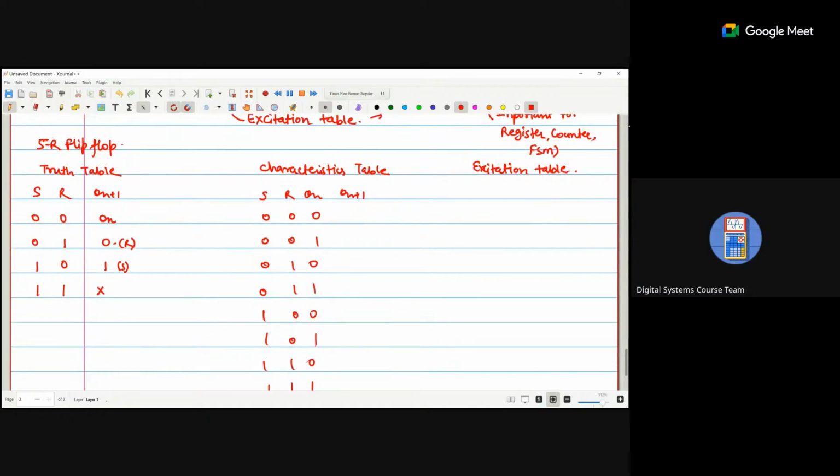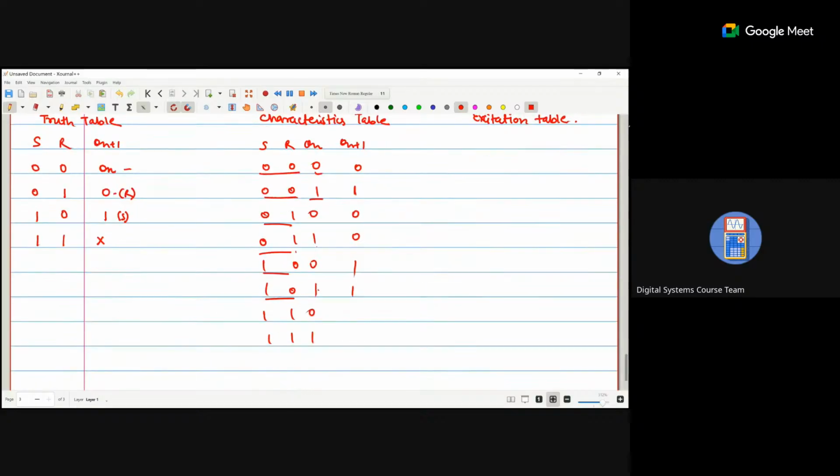Okay, so when S and R is 0 0, Qn plus 1 is Qn. So if Qn is 0, we are getting 0. If Qn is 1, we are getting 1. Okay, when S and R is 0 1, Qn is anything, output will be 0. When it is 1 0, not dependent on this one. And when it is 1 1, we are taking it as an invalid condition.